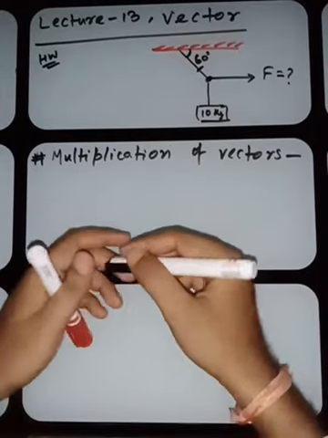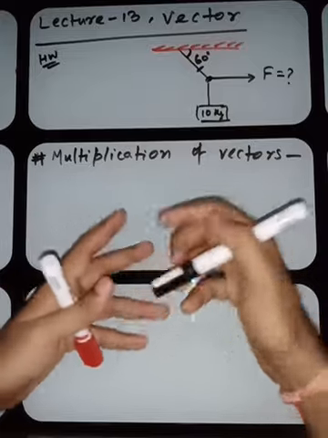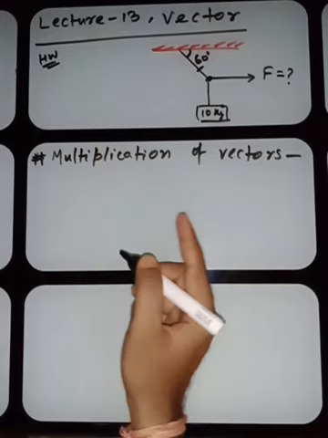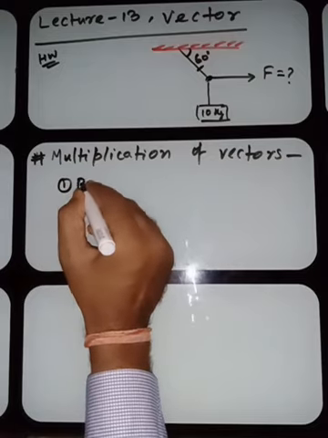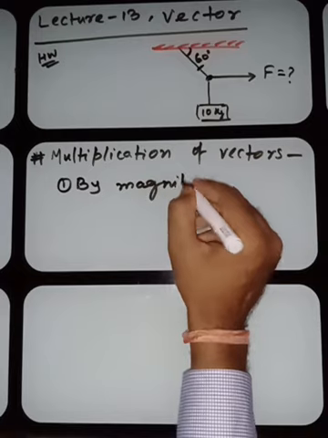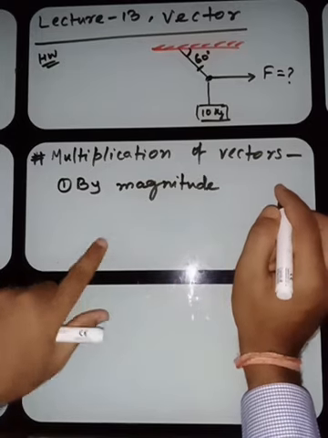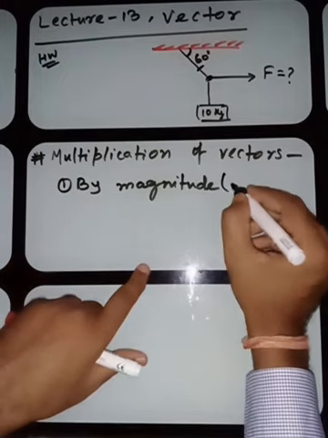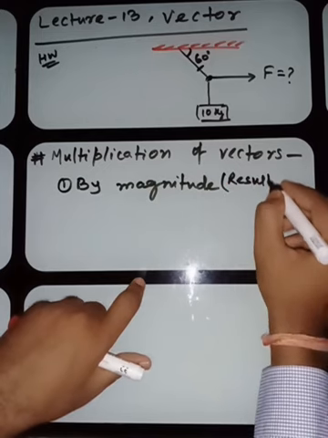Here, multiplication of vectors. My dear students, the multiplication of vectors is of 3 kinds. One is multiplication of a vector by a magnitude. By magnitude. All right. And multiplying any vector by a magnitude, the result will be a vector. Remember, the result will be a vector.